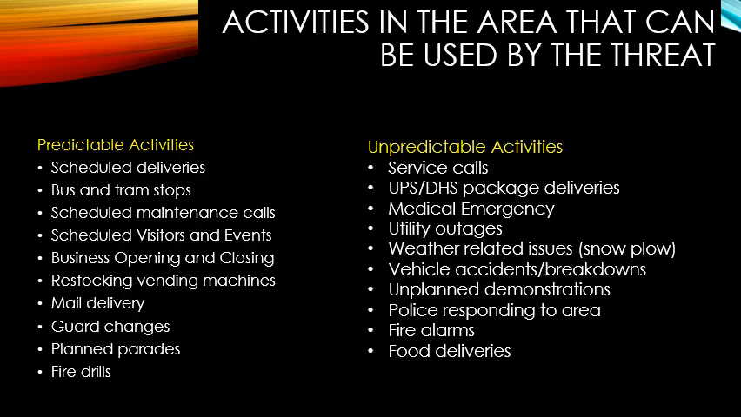So unpredictable activities include service calls, UPS or DHS package deliveries, medical emergencies, utility outages, weather-related issues such as plowing snow, vehicle accidents and breakdowns, unplanned demonstrations, police responding to an area or the fire department, fire alarms, food deliveries, etc. What others can you think of in an area you're familiar with that can be considered predictable or unpredictable activities?